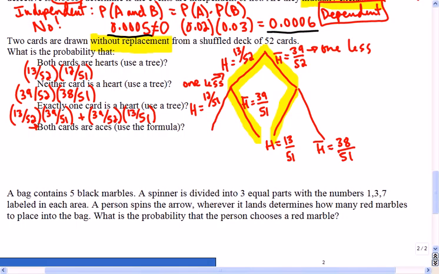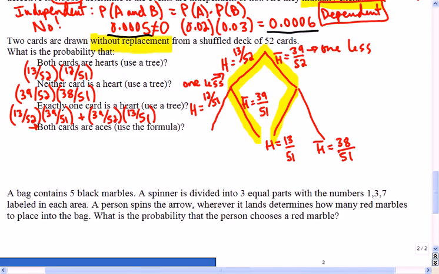So the last part of the question says both cards are aces. Use the formula. We'll talk about how the formula can be applied directly without a tree, but in practicality you'd probably do this with the formula because it's only one thing asking you about aces. It made sense to draw the tree out because we used it 3 times. It may not make sense to draw the tree for just one question, but there's no harm in doing it.